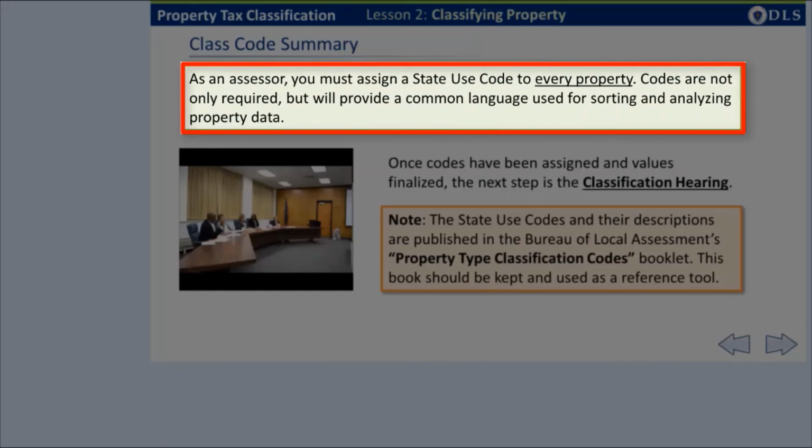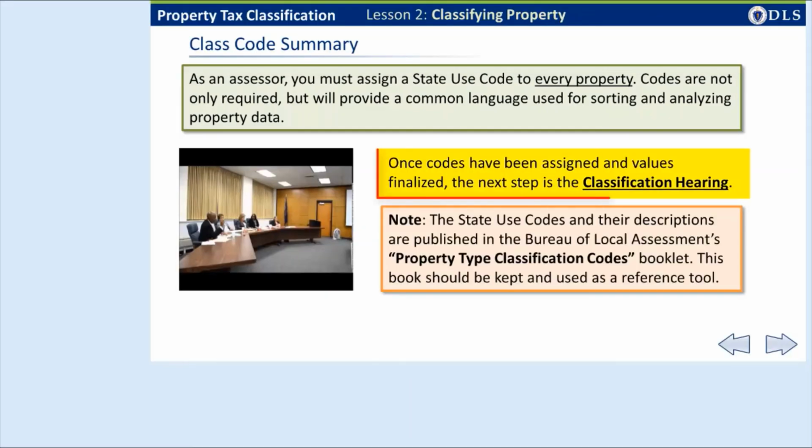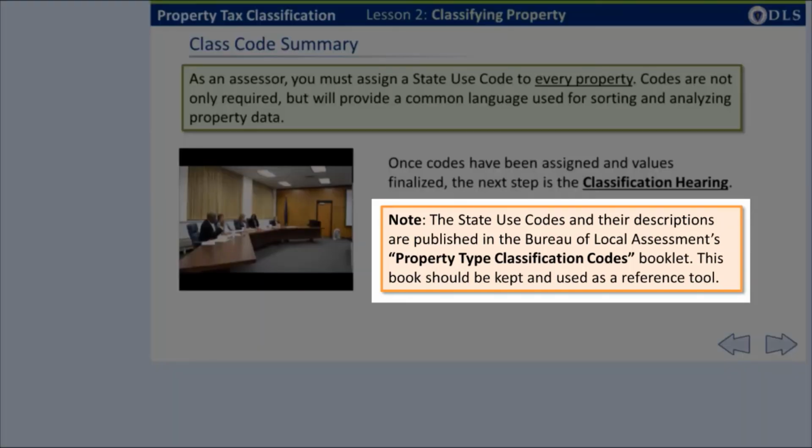As an assessor, you must assign a state use code to every property. Codes are not only required, but will provide a common language used for sorting and analyzing property data and assessment level in each class. Once all class codes are determined and property values have been finalized, the community is ready to move forward to the next step in the tax rate setting process, the classification hearing itself. Just a note, the state use codes and their descriptions are published in the Bureau of Local Assessments Property Type Classification Codes booklet. This book should be kept and used as a reference tool.